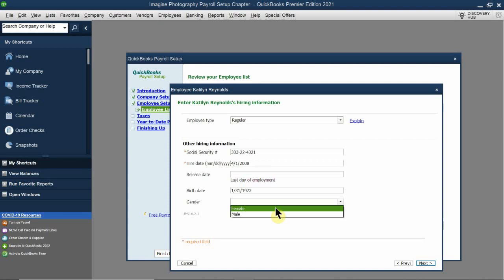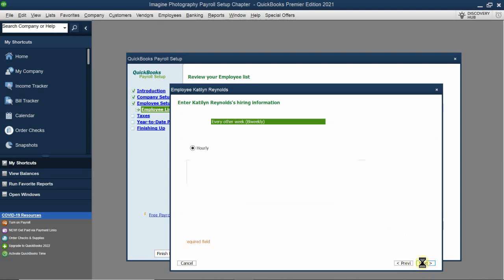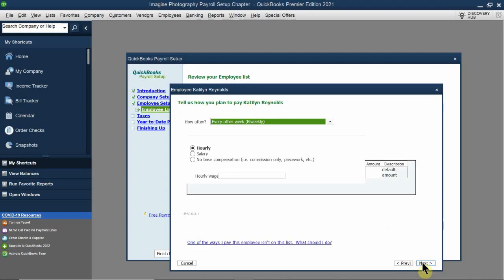If for any reason Katie does not want to disclose her gender, that is completely fine and should be acceptable. We live in today's society where we are accepting of all genders. So if she doesn't want to reveal her gender, you can just leave it blank. But in this case, she says it's fine. Let's put that she's a female, and we can click next. Then let's see what's next here.